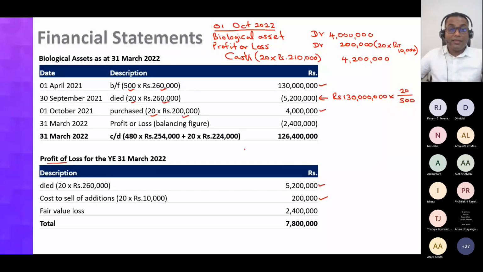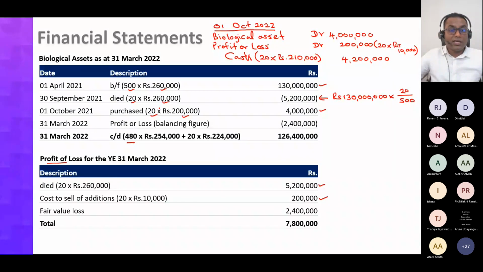Then at the end, now tell me how many cows you have at the end of the financial year, 31st March 2022. How many cows are there? At the beginning of the year, you had 500 cows. Out of that, 20 cows died. So these 500 cows were 3 years old, and out of that, 20 cows died. So that means out of these 500 cows, only 480 cows would remain at the year end. So now how many years old are they? They are 4 years old. All of them are now 4 years old, right? At the beginning of the year, 3 years, now 4 years.